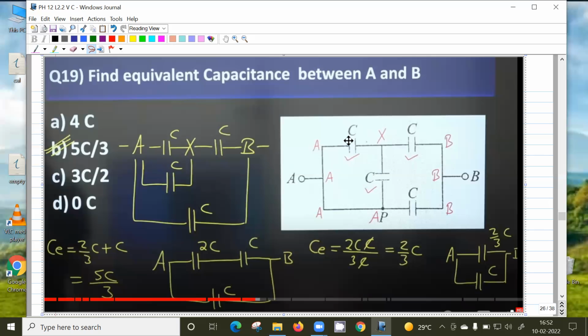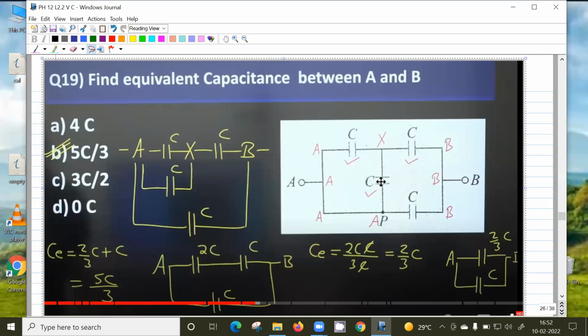So this capacitance is between A and X. That is this one. How to read the circuit again, sir? No, just draw these points. There are 3 points, A, X, and B, as far as potentials are concerned. You draw it on separate sheets, sir.